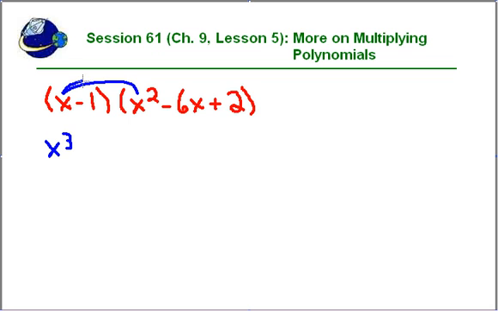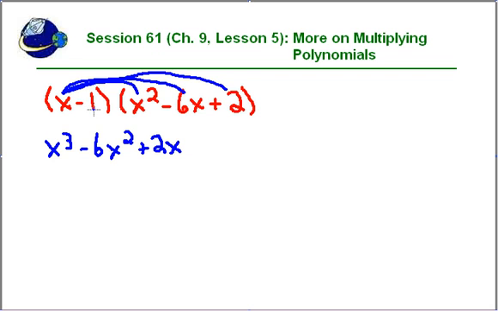We're now going to take x times our second term. What is x times a minus 6x? Well, that's going to be a minus 6x squared. Now we're going to take our x and multiply it by our third term. x times 2 is simply 2x. Now we're done with our first term.